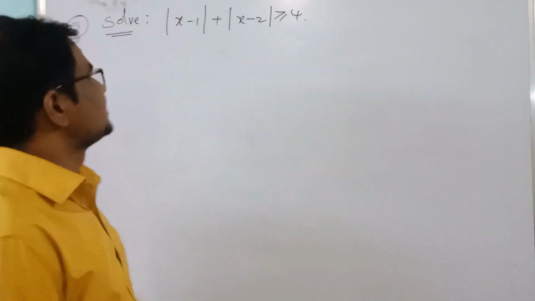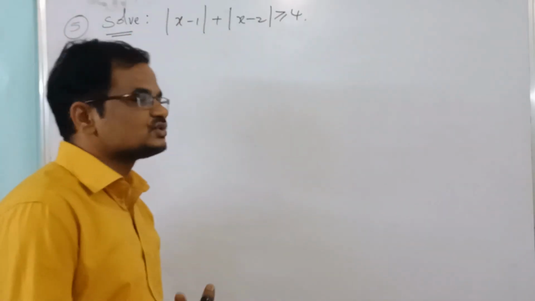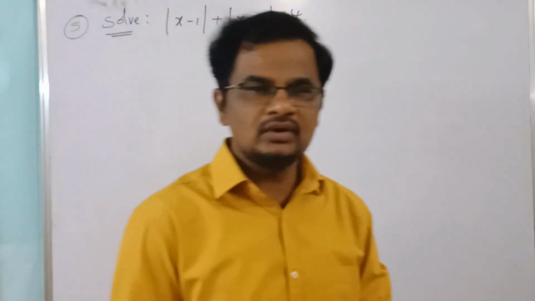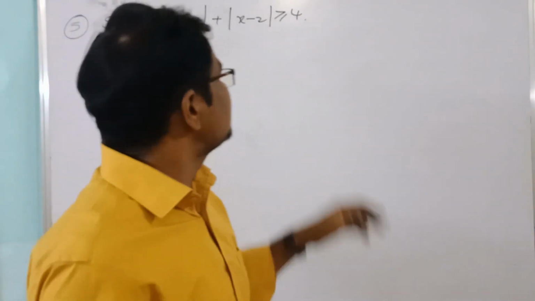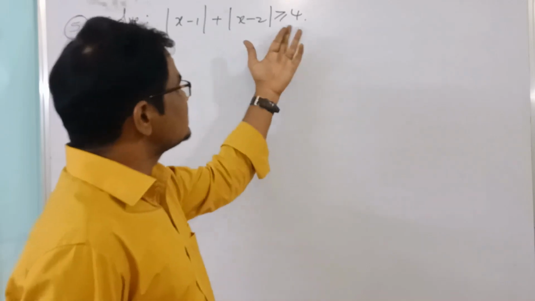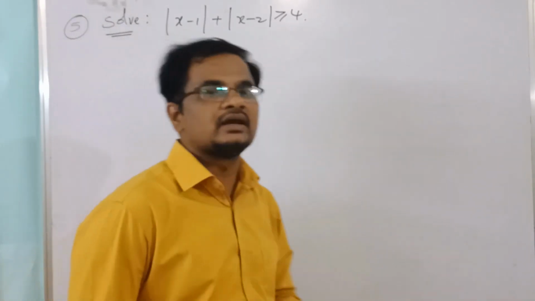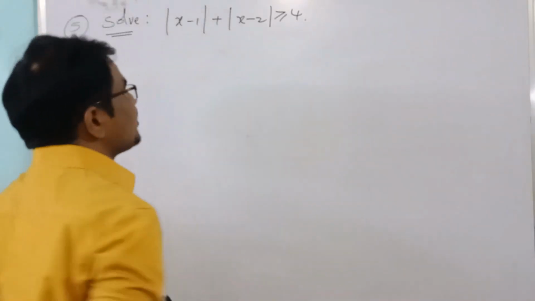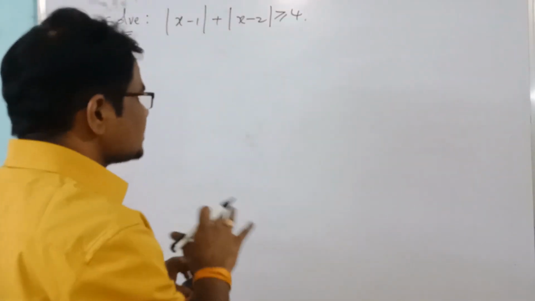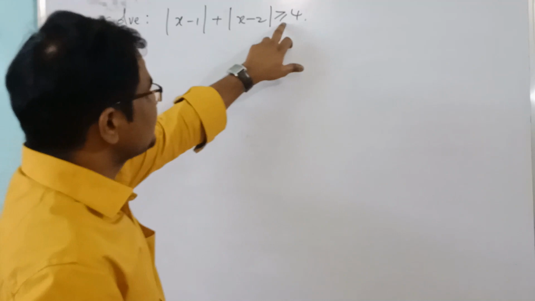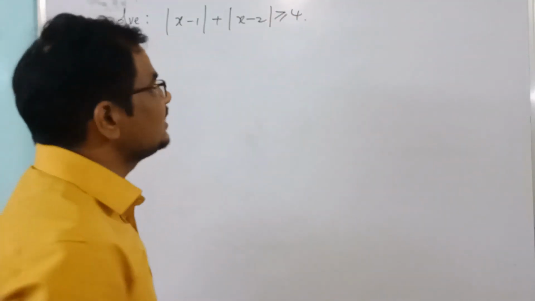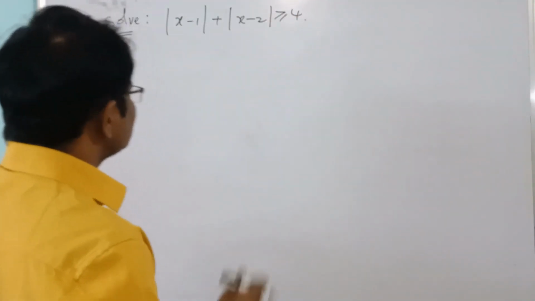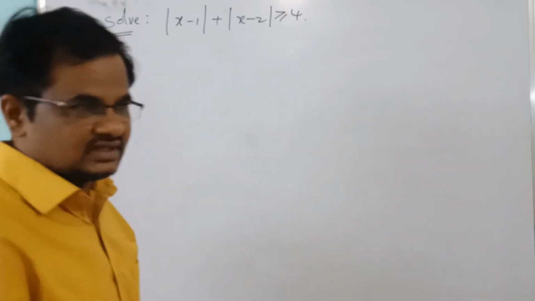Okay, |x − 1| + |x − 2| ≥ 4. In the previous problem there was an equal sign; this is the inequality, greater than or equal to 4. Now if they give this type of problem, what do we have to do? Here also the same procedure, but instead of equal we have to take greater than or equal to. For this also I will do two methods.